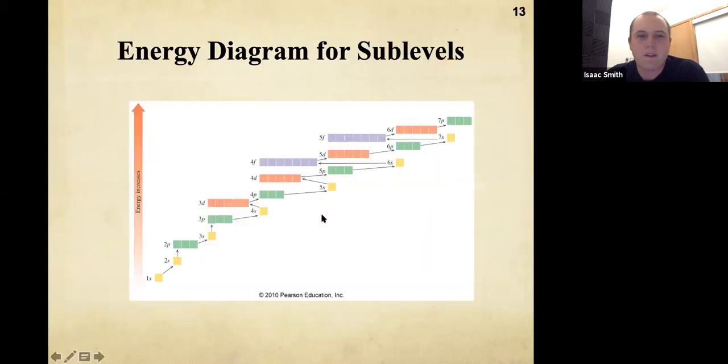Okay. All right, so here's the energy diagram for sublevels. So it's not as simple as just filling the first one, then the second energy level, then the third energy level, then the fourth one.